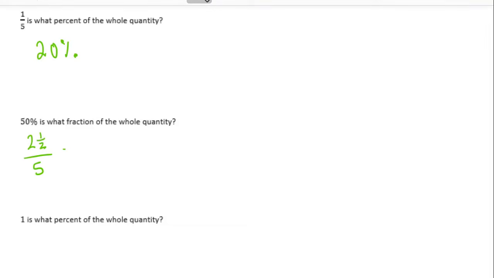So let's make this out of, we can start by making it out of 10. 5 times 2 is 10, and 2.5 times 2, 2 groups of 2.5, will be 5. So 5 out of 10, or if we wanted it out of 100, 50 out of 100.